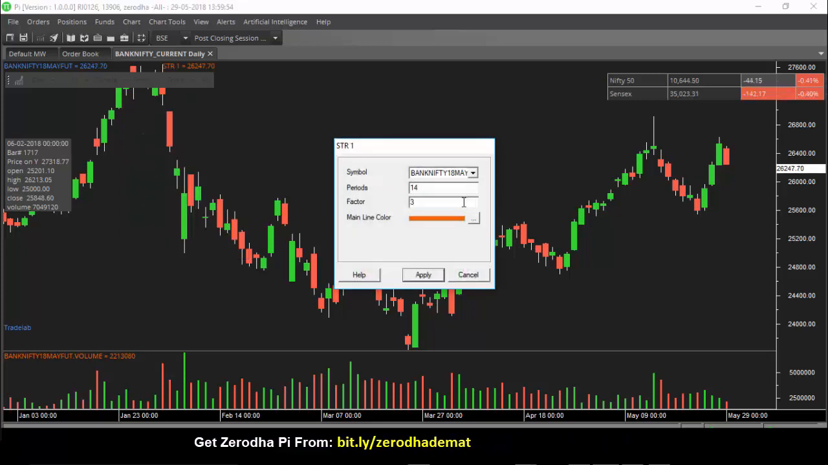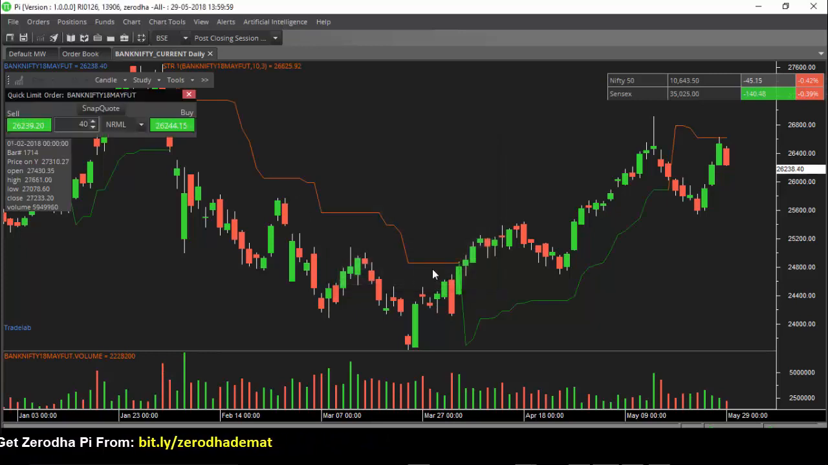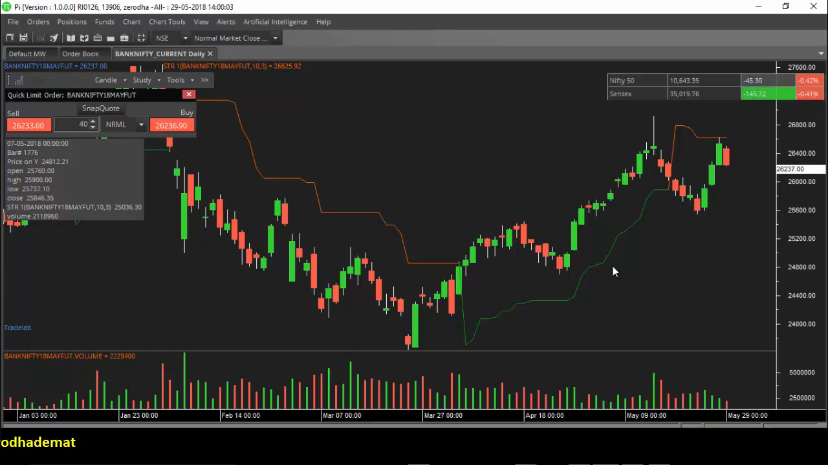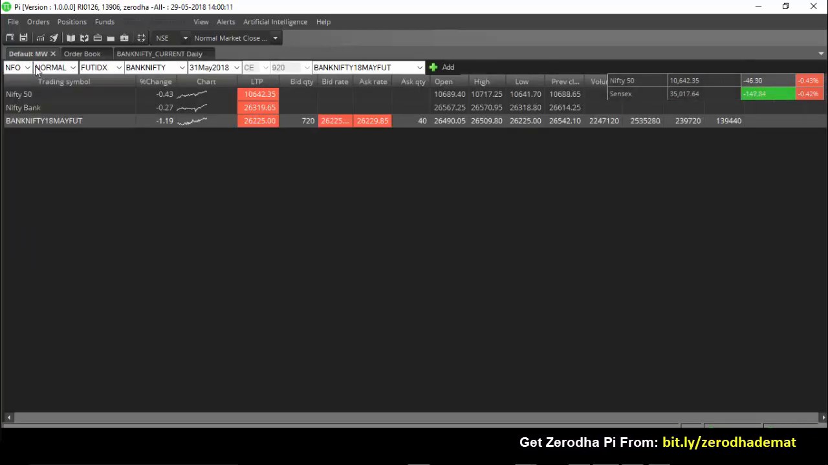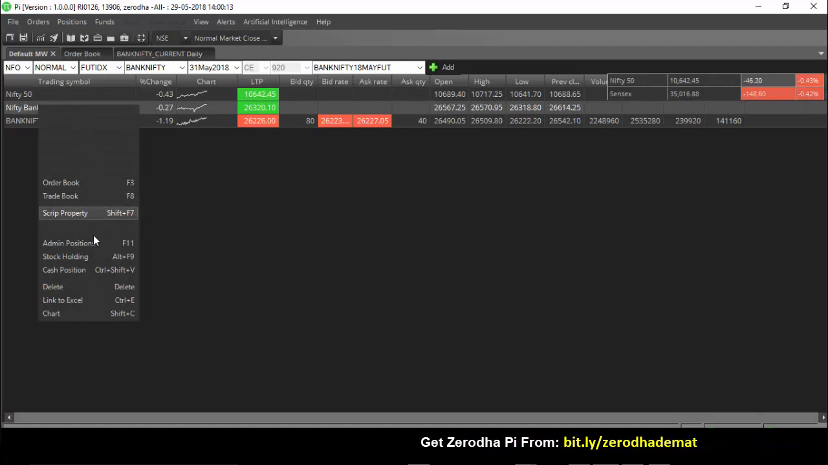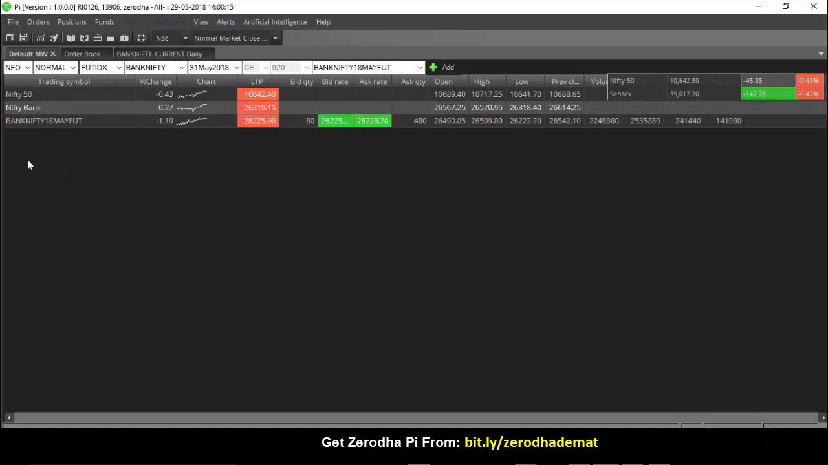So let us attach the Supertrend indicator. You can attach any kind of indicators, you can do whatever you like. So this is a continuous futures chart. The difference between a continuous chart and the normal chart is that the continuous chart has much more data.